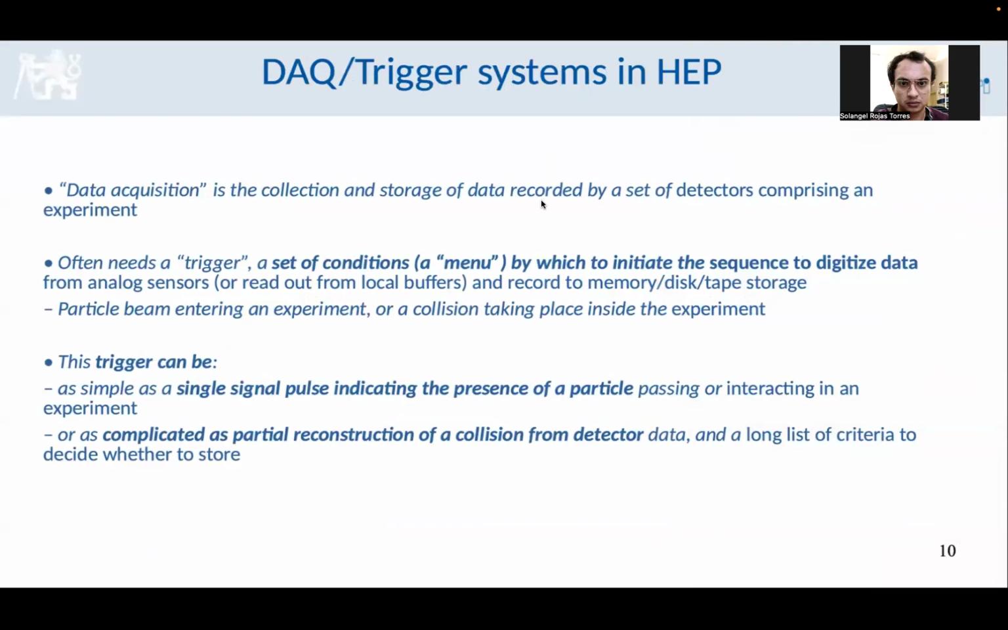Okay, and then, well, this is just the concept. We have data acquisition with collection and storage, the data recorder, from the experiment. We have the trigger, which is a set, and it is important to understand that this is a set or a menu of certain conditions that tells the system whether the event is interesting or not. There are different levels, which we will see. This can be as simple as one signal from one detector, or as complex as partial reconstruction from a collision. So it's like a higher level of trigger.